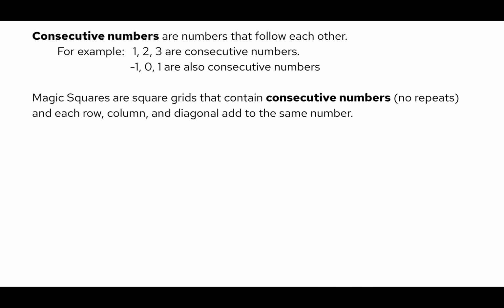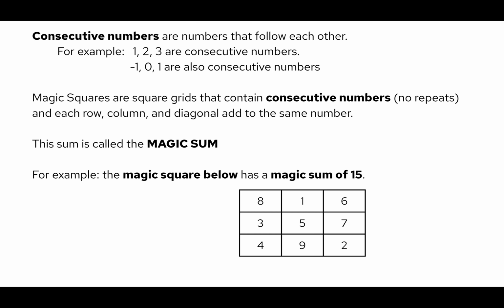Now, a magic square is a square grid that contains consecutive numbers without repeating them, and each row, column, and diagonal add up to the same number. This sum we call the magic sum. So here's an example of a magic square where the magic sum is 15.